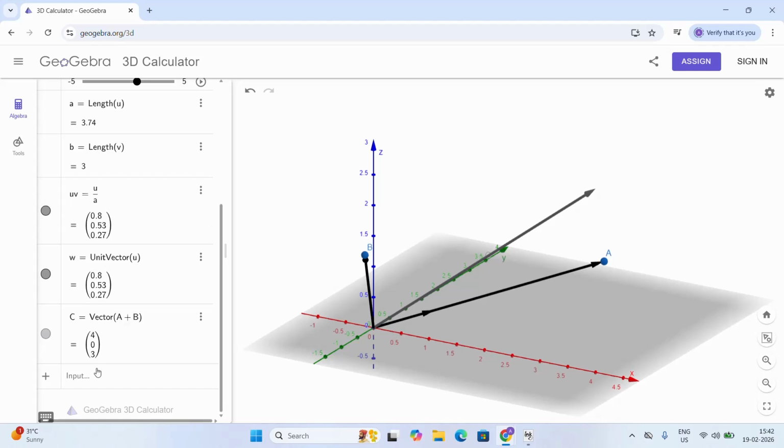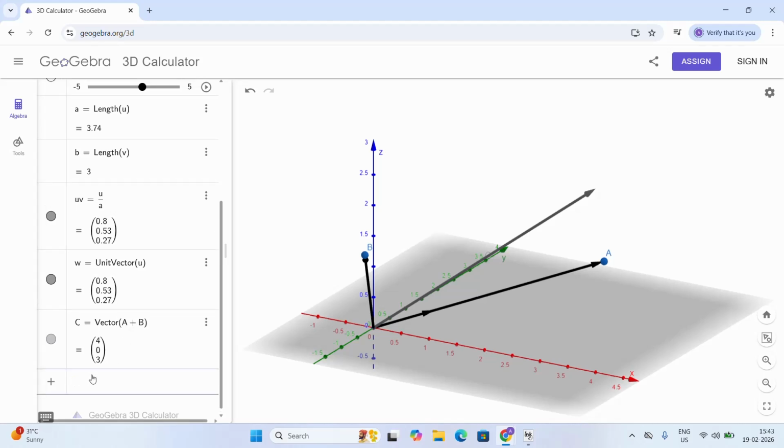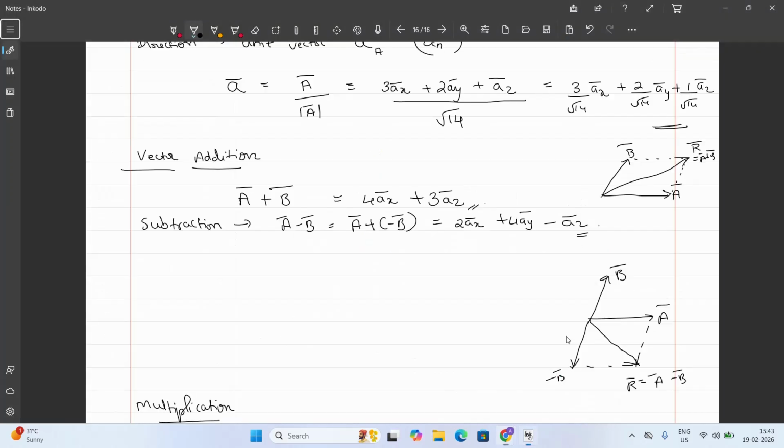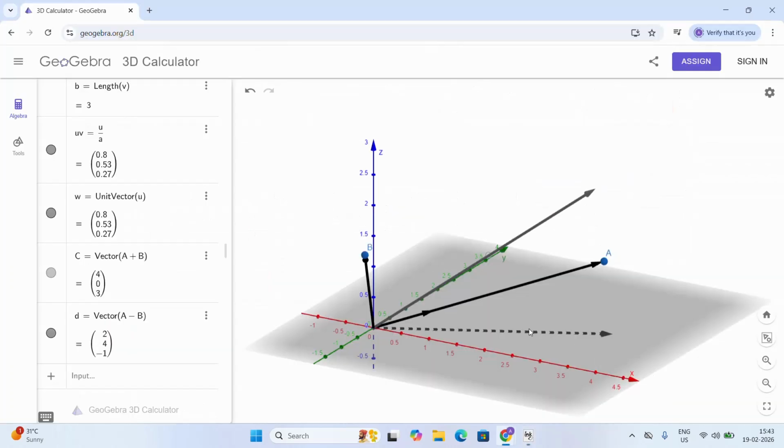Same way you can do subtraction also. You can find the vector of A minus B. Right? You got this vector here. It is in the opposite direction. It looks like the second diagram, right? So you're done with the vector addition. Next, we need to find the dot product.